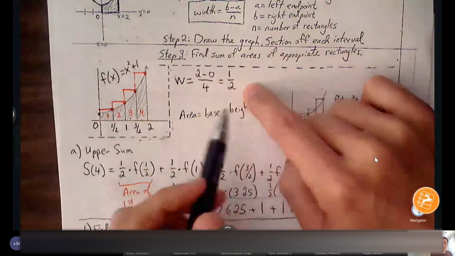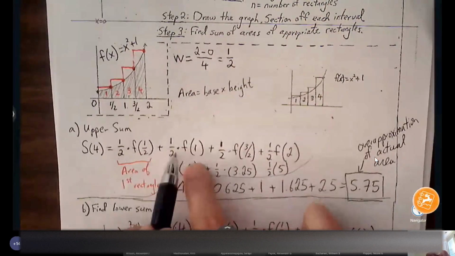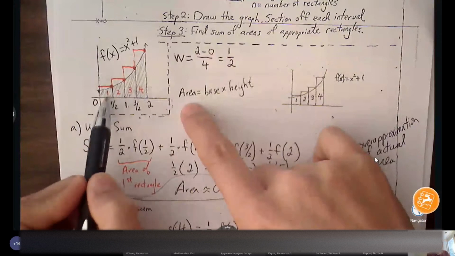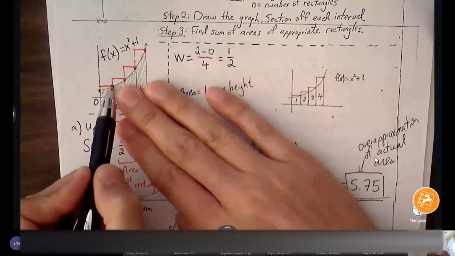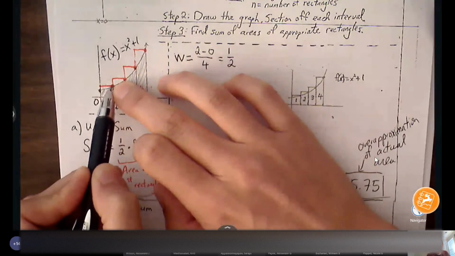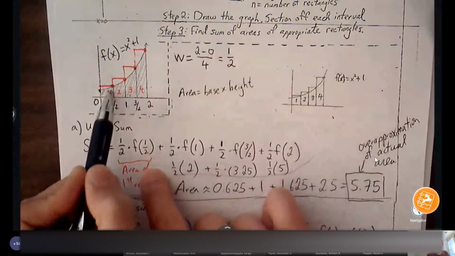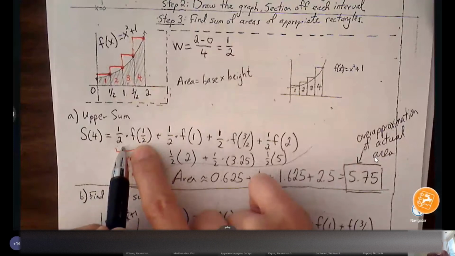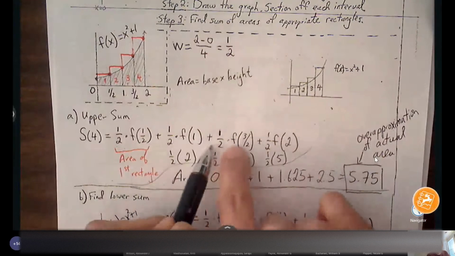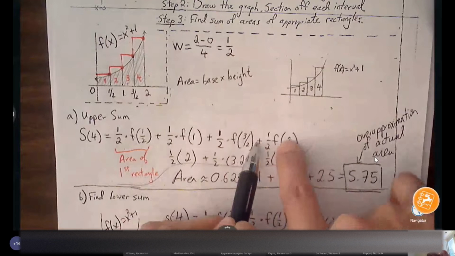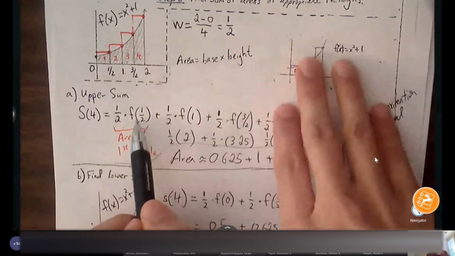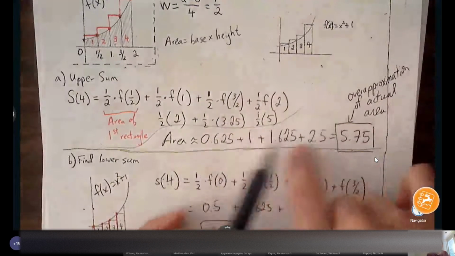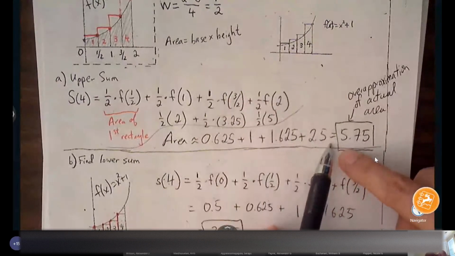Then we went through and found the width and height for each of the rectangles. For this one, we were doing an upper sum. So for the first rectangle, we're choosing the higher of the two values between f of 0 and f of 1/2. So we chose f of 1/2 to represent the height of the first rectangle. Then we did f of 1/2 times 1/2, width and height, plus width times height, and then width times height. After we got it into function notation, we put these x values into the function to get the respective y values, and then merged them together and got down to a numeric value. In this case, this represented an over approximation of the actual area.